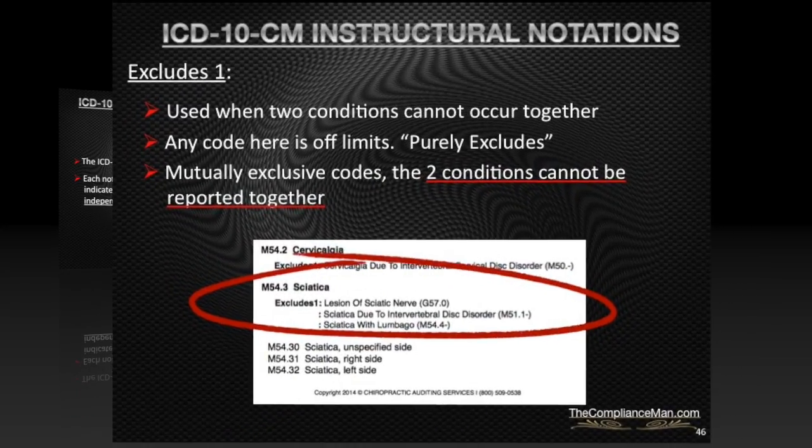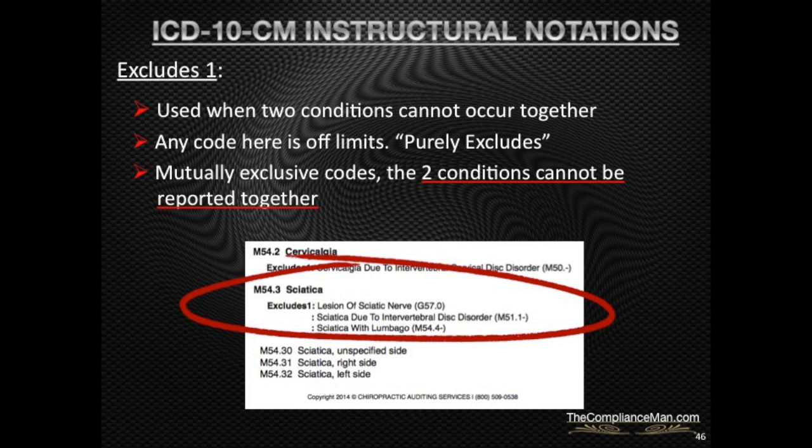So looking at excludes 1, this instruction tells you when two conditions cannot occur together. Any codes here are off limits. That means that they're purely excluded and that the two conditions cannot be reported together. So in the example, you see sciatica, and underneath you'll see excludes 1. So on the tabular list, the instructions are right there in front of you. They're not hidden. So when you're looking for the codes, you'll see it right there.